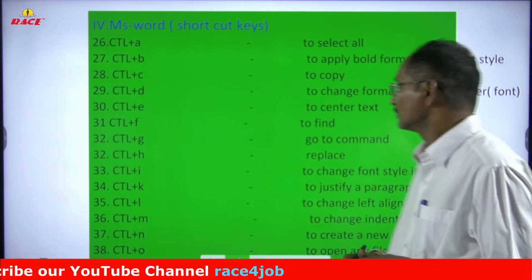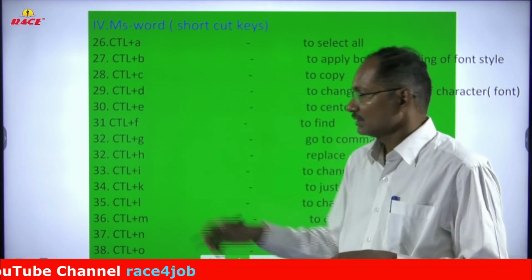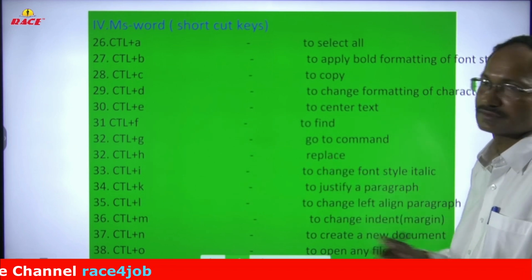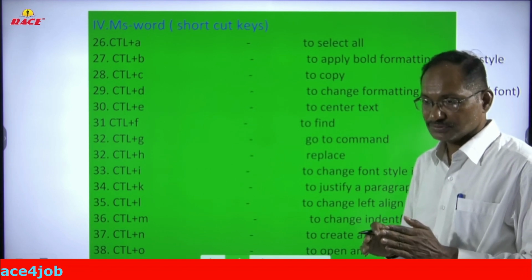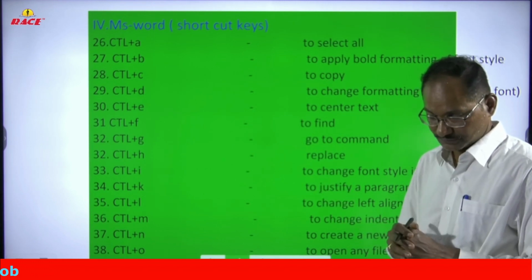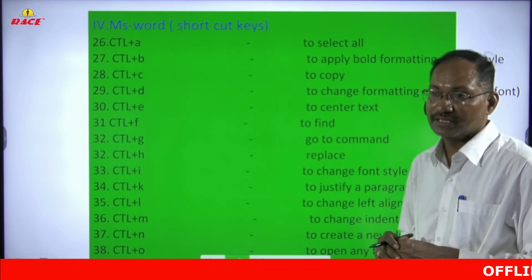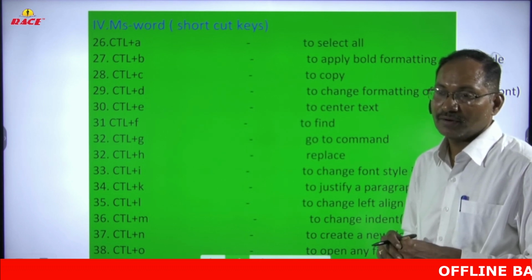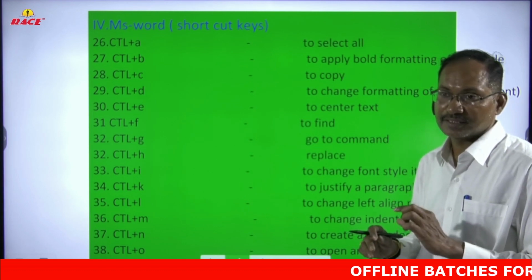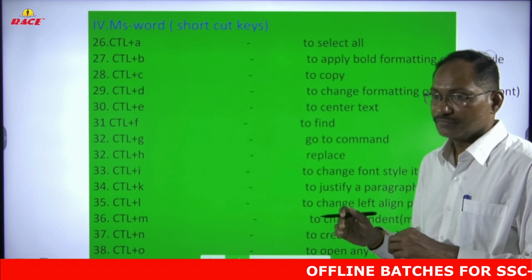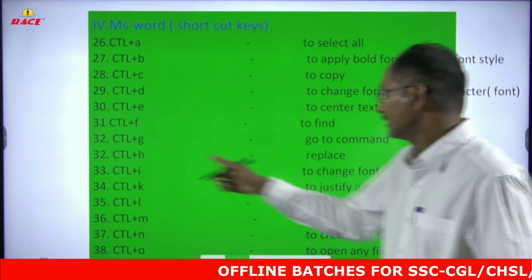Control F, the find option. Control G, go to command. Control H, replace. Suppose I have mistakenly typed one word. Then the option is Control F to find where the location is. And suppose I have made that mistake 100 times and I want to correct it within one second. How? We have to go to find and replace, type the word you want to change and the replacement, and click OK. Automatically, within two or three seconds, all the corrections are completed. So the find and replace option is there.